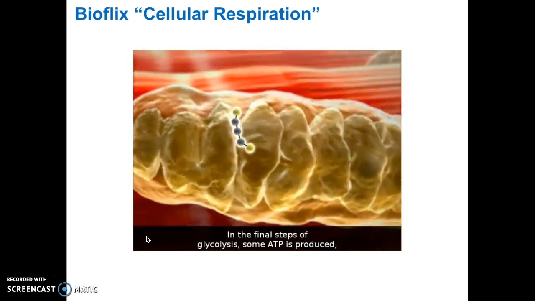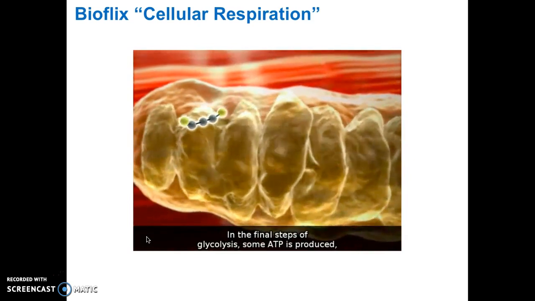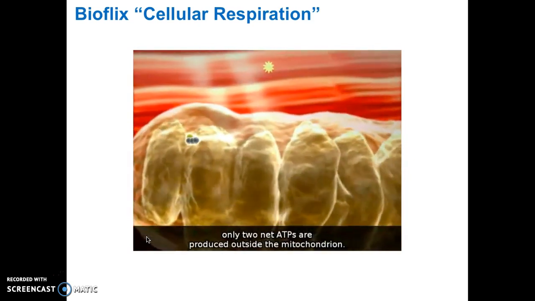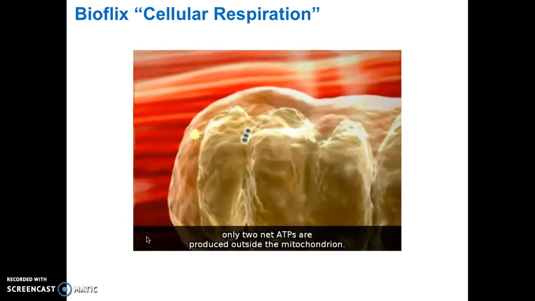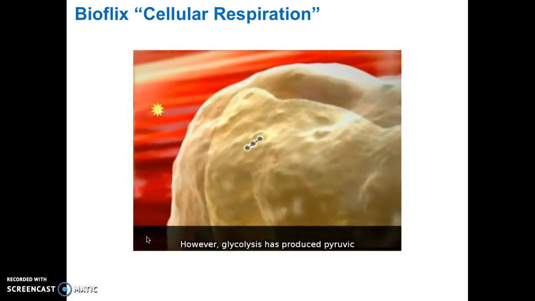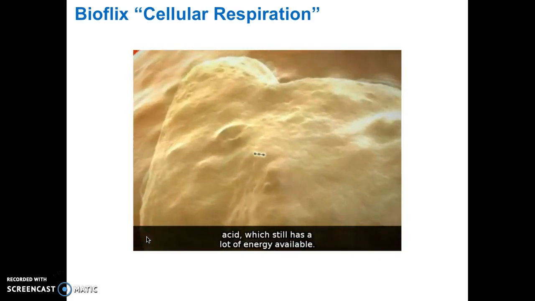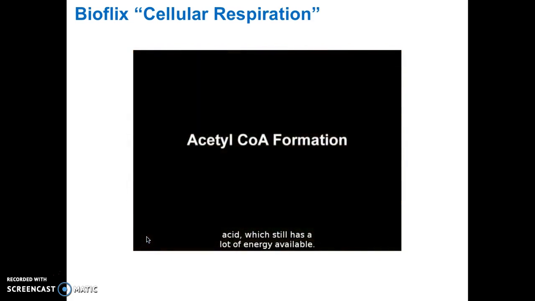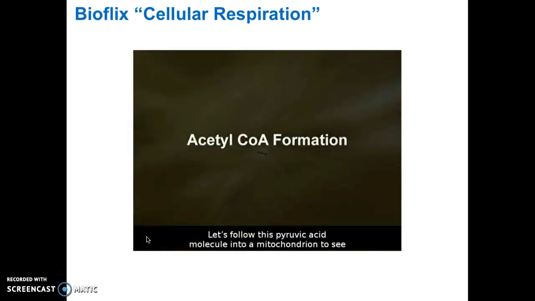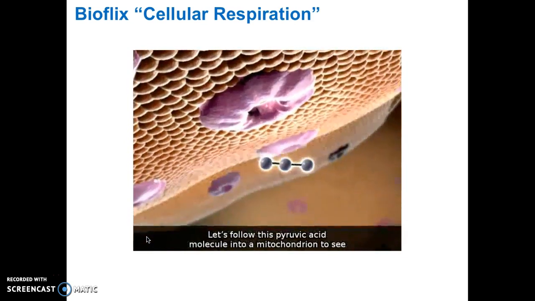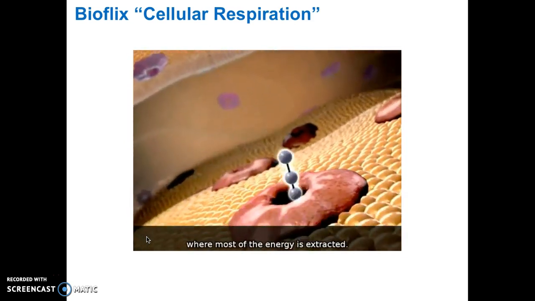In the final steps of glycolysis, some ATP is produced, but not much. For every glucose molecule, only 2 net ATPs are produced outside the mitochondria. However, glycolysis has produced pyruvic acid, which still has a lot of energy available. Let's follow this pyruvic acid molecule into a mitochondria to see where most of the energy is extracted.